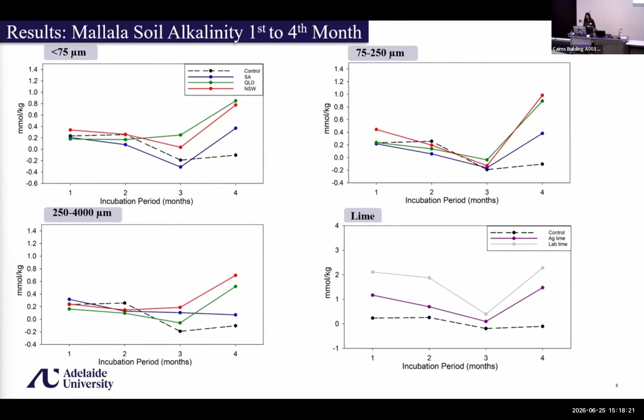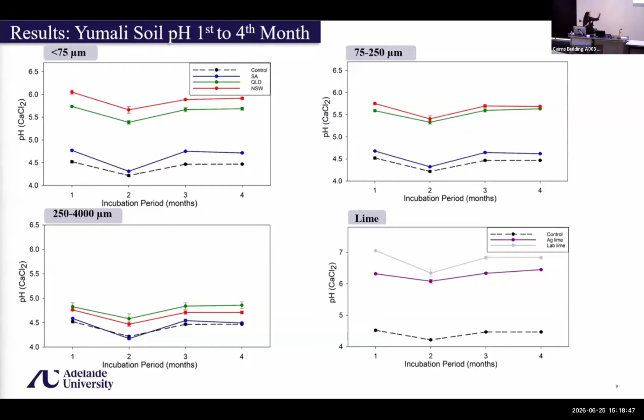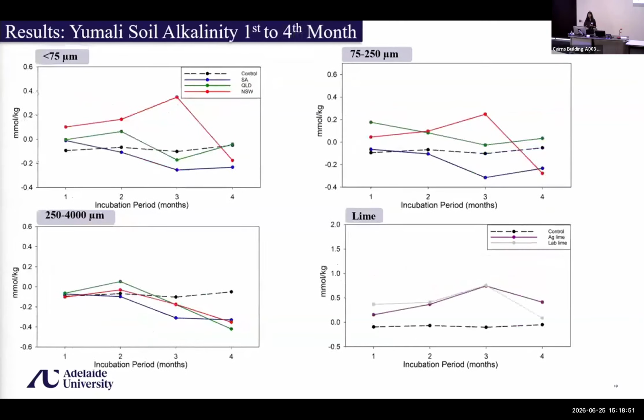In the case of Umali soil pH, for the first 4 months, the same as happened for the Malala soil, the Queensland and New South Wales basalt show higher pH rise. And in the 4th month, you can see it's coming to a stable or steady state for the pH. For the size of 250 to 4,000 micron, it shows very little reaction compared with the smallest fractions. In the Malala soil, we can see a rise in the alkalinity in the 4th month, but in the Umali soil, there is a decline in the alkalinity.